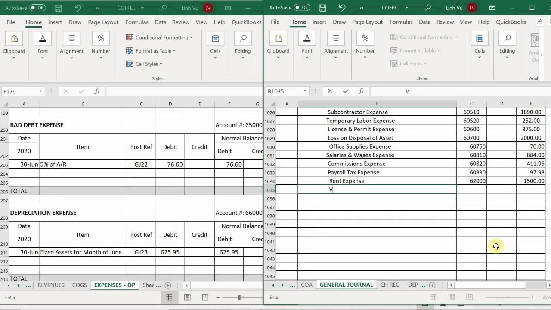So we got bad debt expense, which is account number 65,000. Okay. For $76.60.